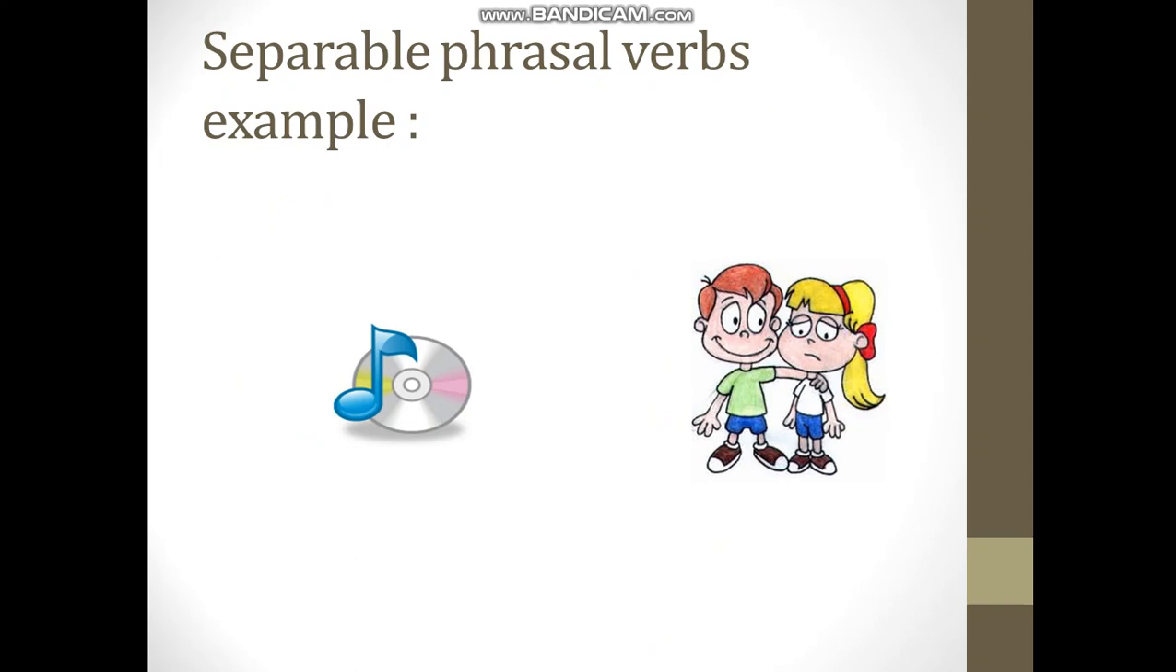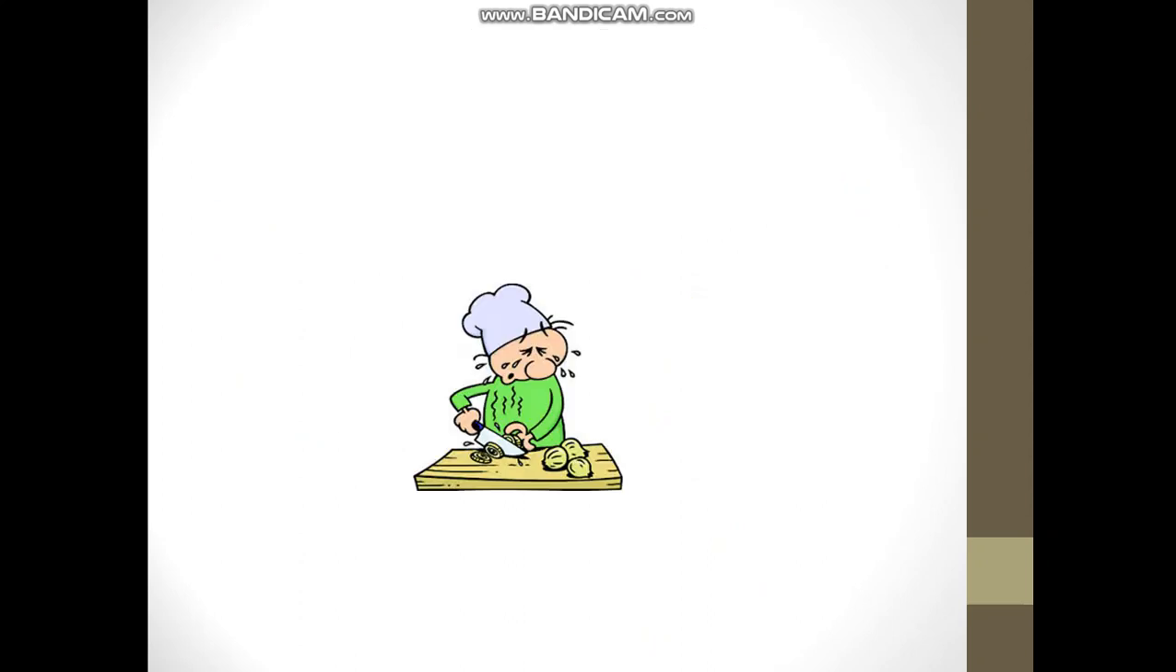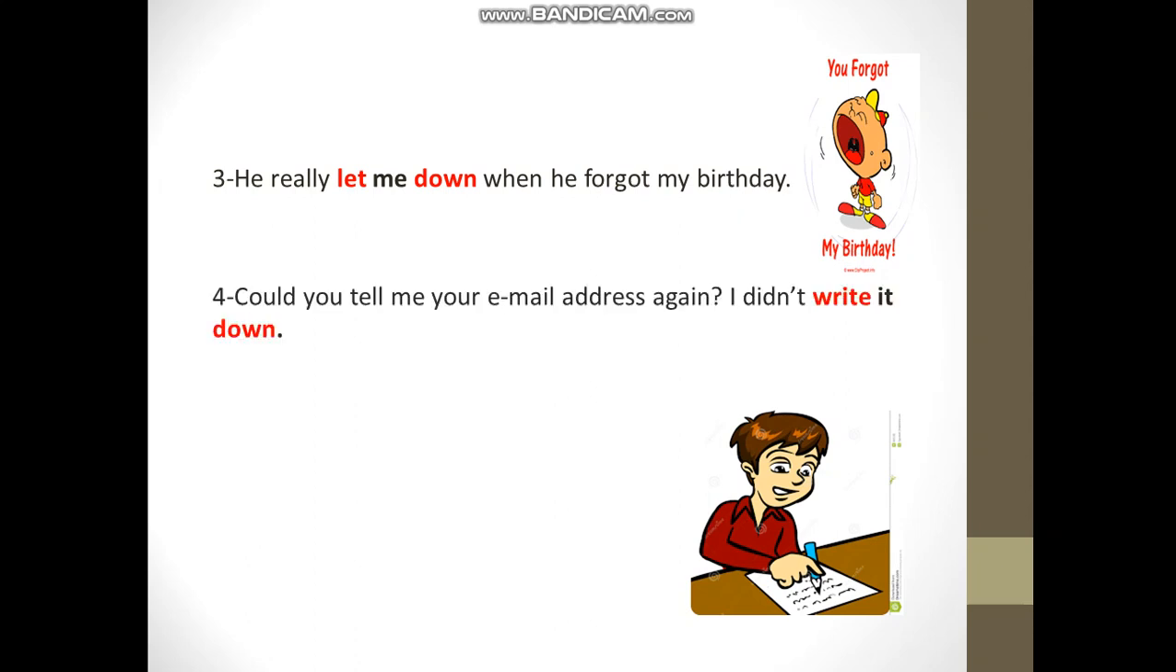Separable phrasal verbs. Example: my daughter was sad about missing the concert, but I bought her a CD to help cheer her up. The recipe says to take 3 onions and chop them up. He really let me down when he forgot my birthday. Could you tell me your email address again? I didn't write it down.